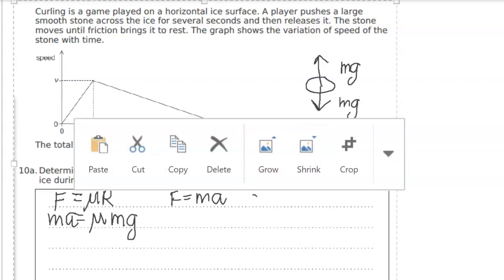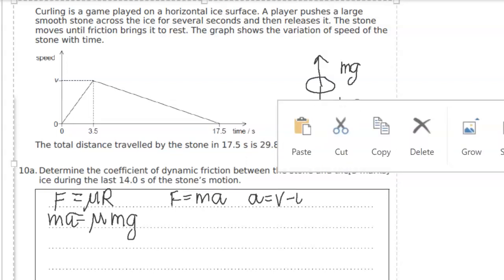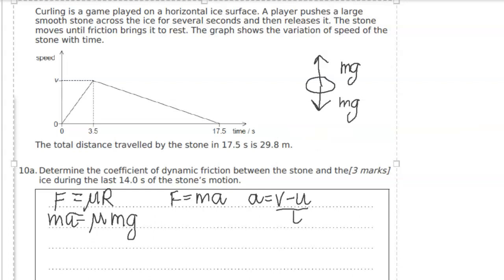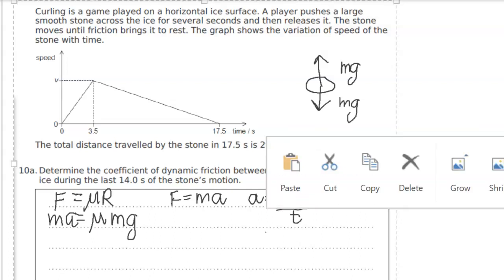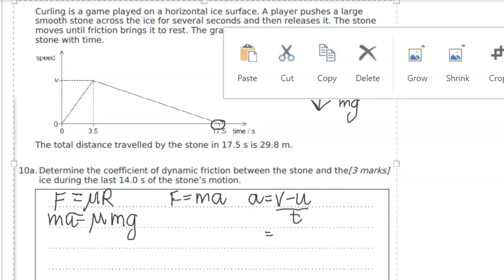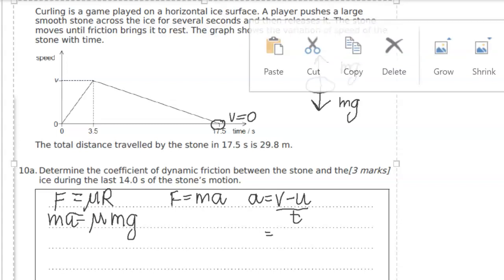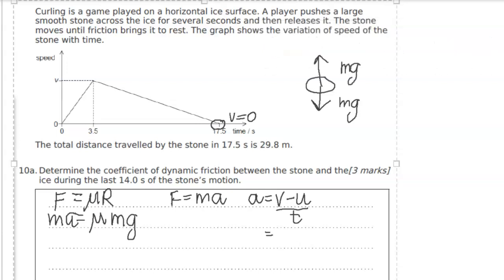a, and a is going to equal the change in velocity of the stone divided by the time it takes to travel. Now we've got v, because v here would be 0, because in the question it says that it comes to its resting velocity, so that's okay, we've got 0, but what we need to work out is what the u is.